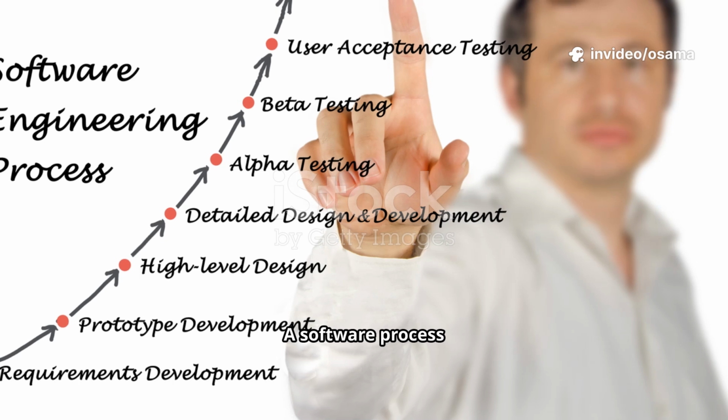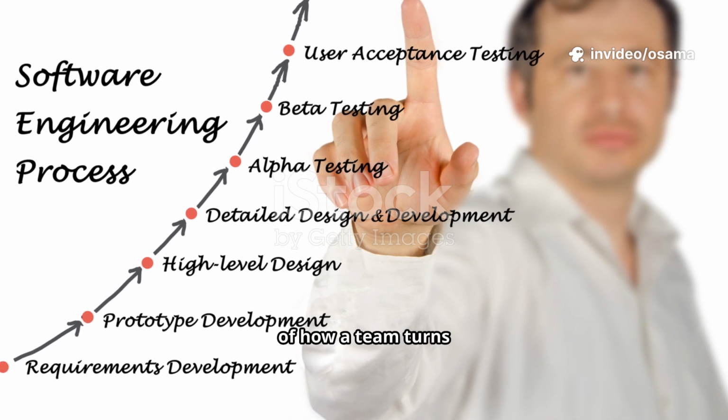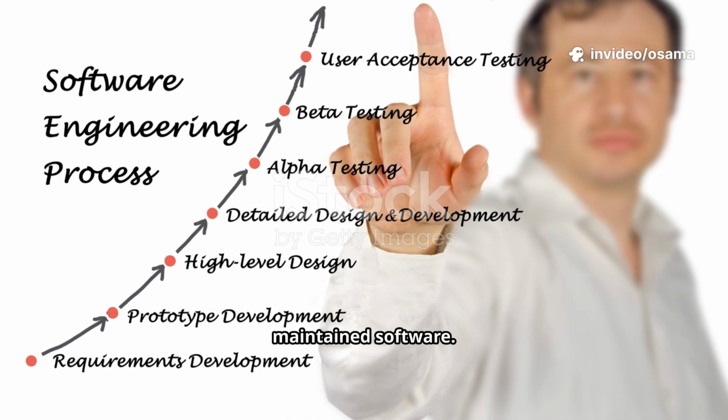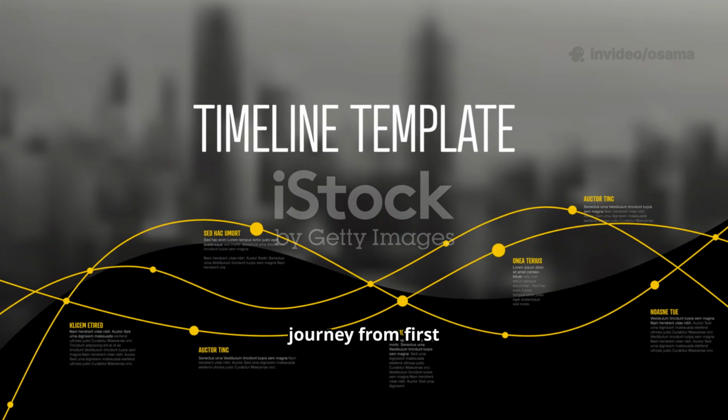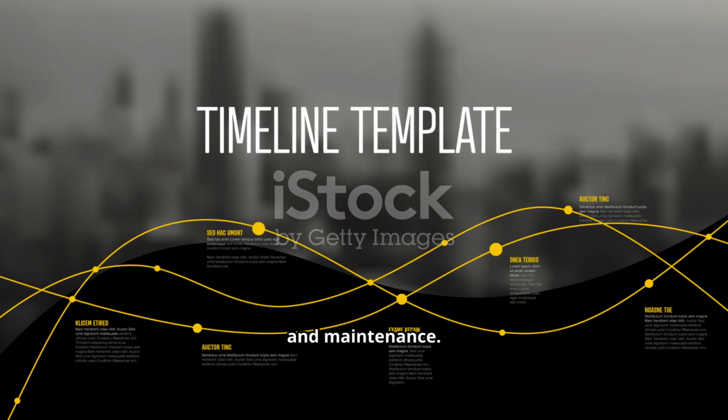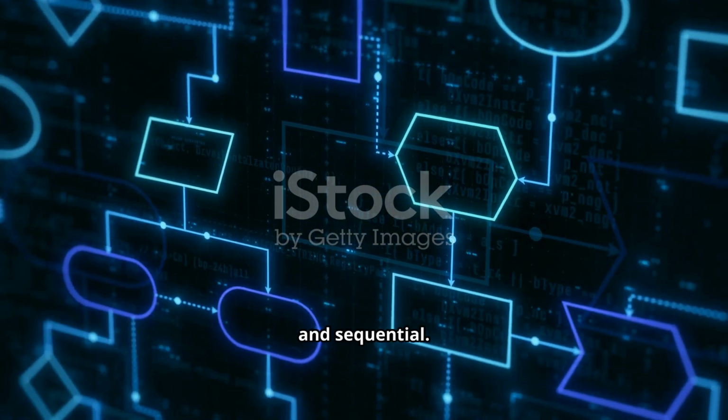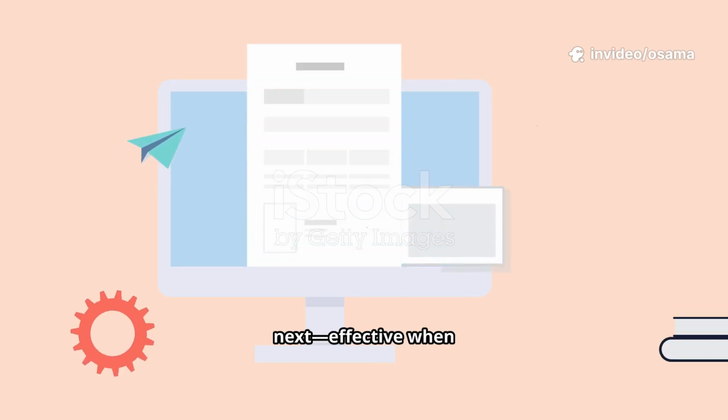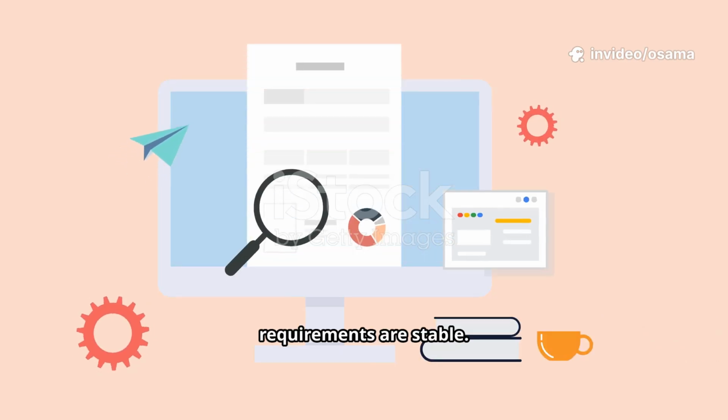A software process model is a simplified roadmap of how a team turns ideas into maintained software. It covers the journey from first concept to release and maintenance. Waterfall is linear and sequential. Each phase completes before the next, effective when requirements are stable.